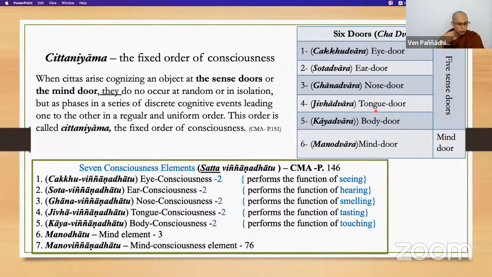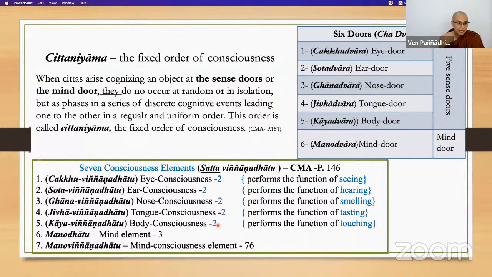So tongue door, through the tongue door, consciousness arises. It is regarded as Jivhā Viññāna Dhātu, tongue consciousness. And through the body, Kāya is body, so the consciousness arises through the body door. This is called the Kāya Viññāna Citta, or Kāya Viññāna Dhātu. Altogether, the 5 groups, 10 types are already mentioned by their specific names.